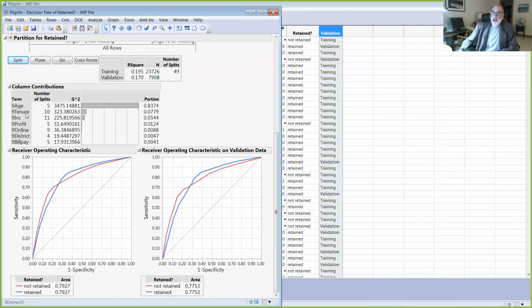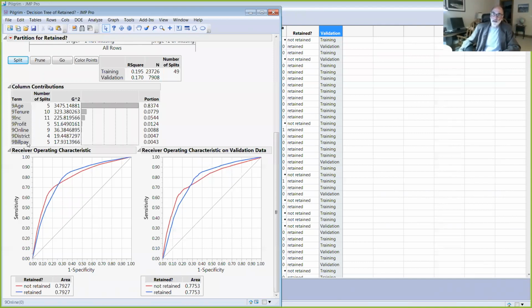Notice what it's showing for column contributions. Age was the most important variable. It appeared in only 5 splits, but it was extremely powerful, and that's because it was missing. When age is missing, that is a very big variable. Tenure, the length of time they were with the bank, is used 10 times in splits, and it was the second most important variable. Close behind it was income, used in 11.